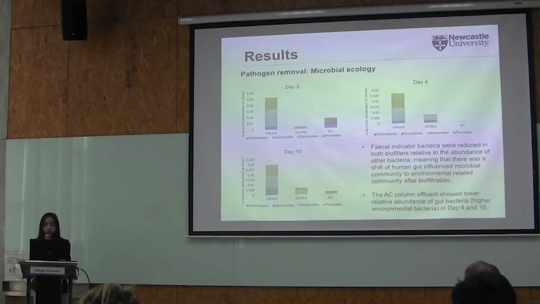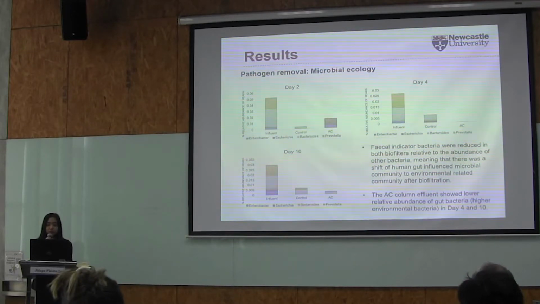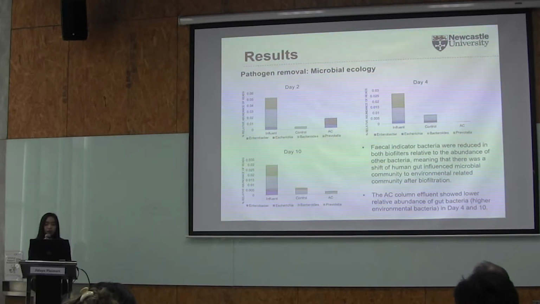The fecal indicator bacteria, or maybe known as the gut bacteria, are competitive in the human gut, but they're less competitive than environmental bacteria in the filter environment. And that's the reason why the environmental bacteria then predominated in the column effluent. The AC column effluent also showed lower relative abundance of gut bacteria, or on the other hand, higher abundance of environmental bacteria than the control on day 4 and 10.